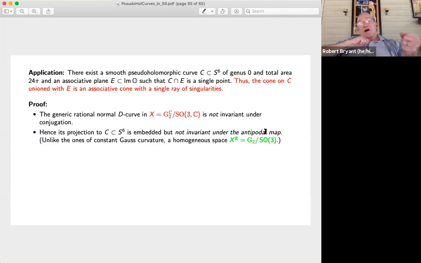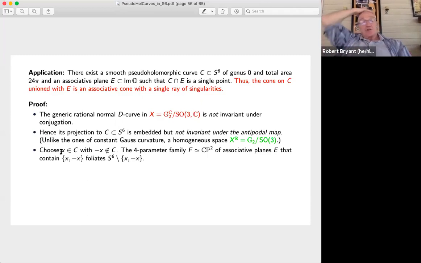And so the stabilizer will be a compact SO3 sitting inside the SO3C. You work it out, and it turns out that implies that it has to be constant curvature. But this is an 11-dimensional complex variety, and the constant curvature things are a real 11-dimensional subset, not complex. So the generic thing is not invariant under conjugation. That means you can choose a point x in the curve such that minus x is not in the curve.